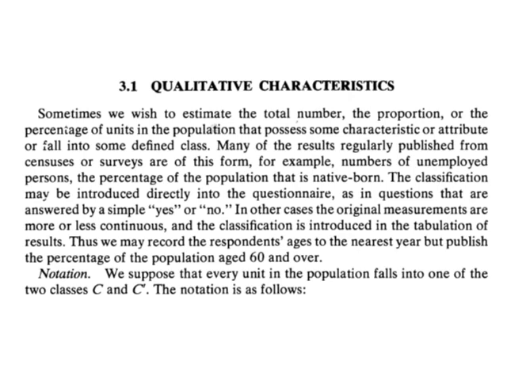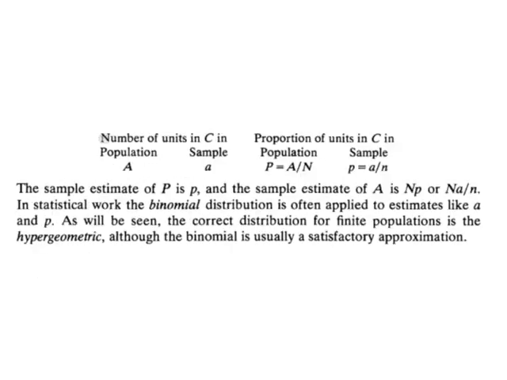Notation: we suppose that every unit in the population falls into one of the two classes, C or C complement. The notations are in the following table, where the number of units in C in the population is capital A, and in the sample is small a. The proportion of units in C in the population is P equal to capital A over capital N, and in the sample small p equal to small a over small n. The sample estimate of capital P is small p, and the sample estimate of capital A is N times p, or N a over small n.